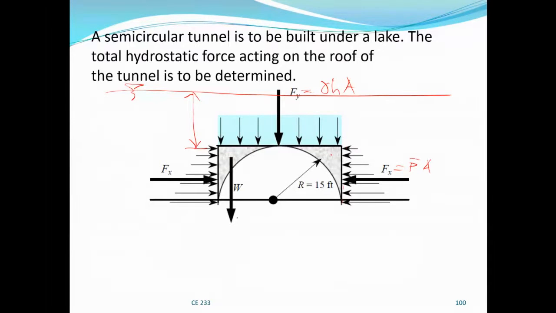Same weight contained here is the same weight, so the weight is going to be 2 times gamma, 2 because you have W here and you have W here, another W, times the volume. And what is the volume? Going to be the cross-sectional area times the width. And how do we find the area of this portion?